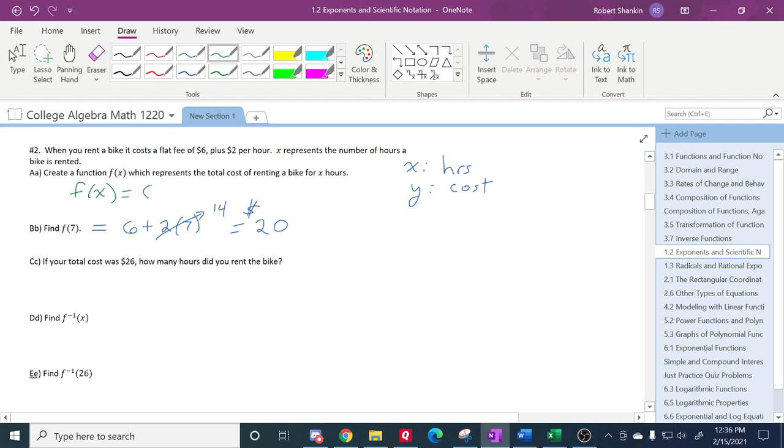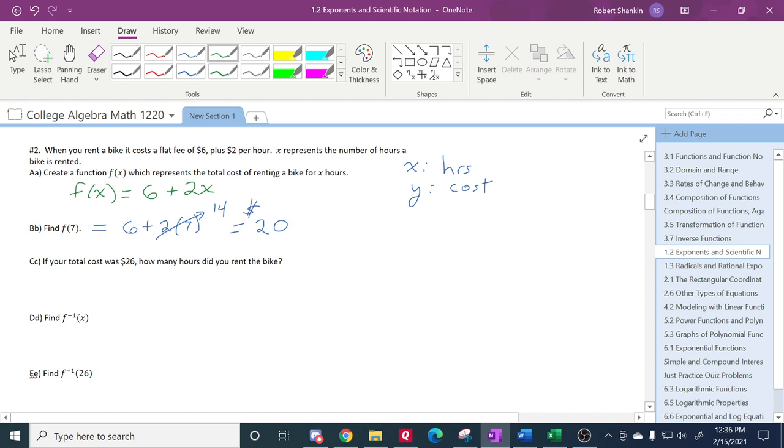That gives me an idea for the f of x. I know I'm going to have the $6 fee just once. The $2 fee, well, if I rent it for x hours, it's going to be 6 plus 2x.